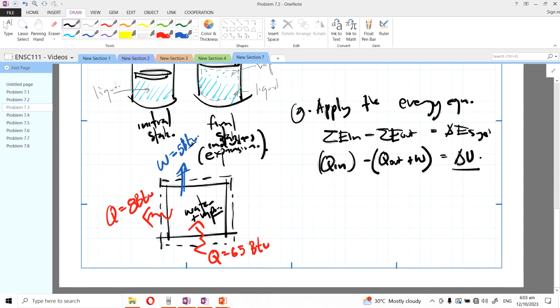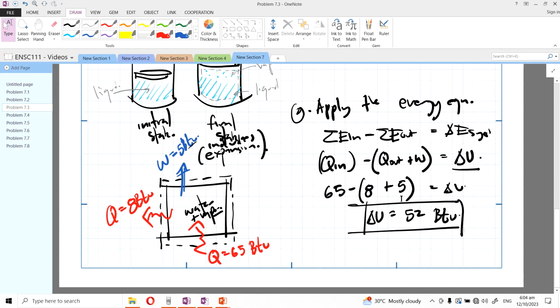Right, so now let's substitute the values. So Q in is 65 minus Q out, which is 8, plus the work output of 5. So this is equal to delta U. So 65 minus 8 minus 5. So we have 52. So delta U is equal to 52 BTU.